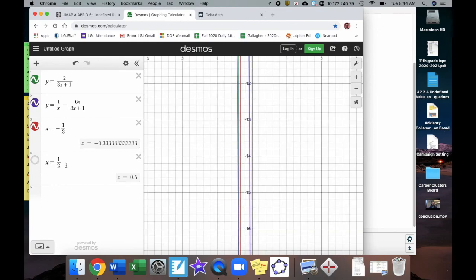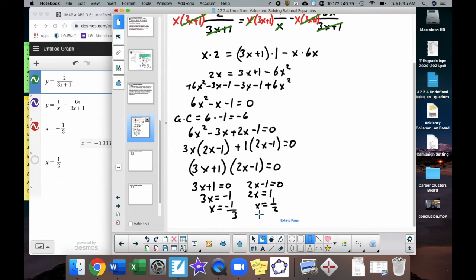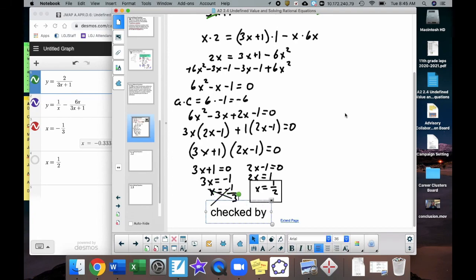And we can check this algebraically, because if I plugged negative 1/3 in for this denominator, that'd be 3 times negative 1/3, which equals negative 1, and then negative 1 plus 1 gives 0 as the denominator, which does not work. It would be undefined. So the only solution that we have that works is this. The other one doesn't work by our check, so you can just cross it out. Just write checked by graphic.